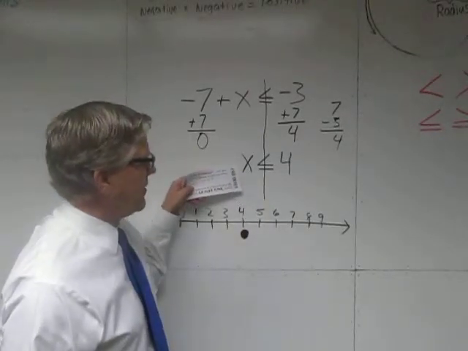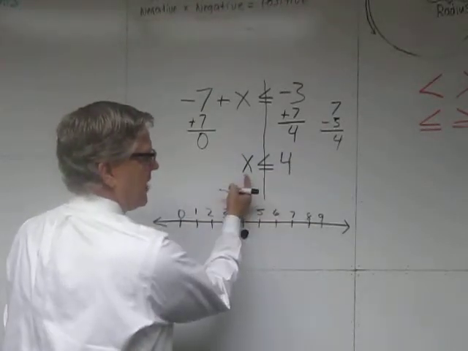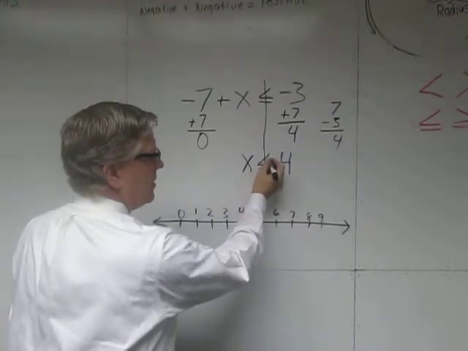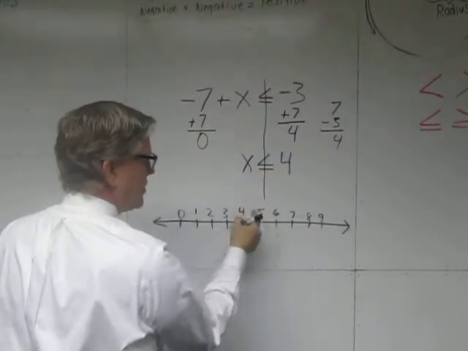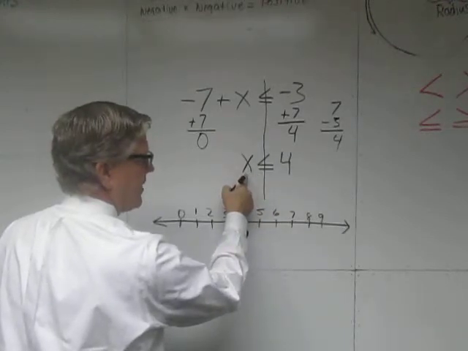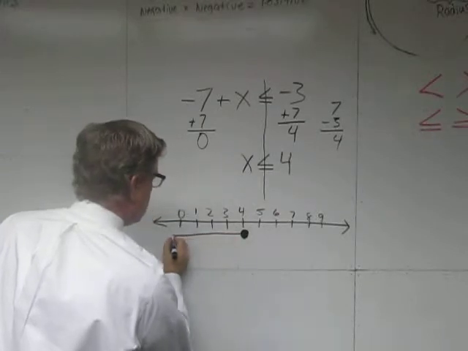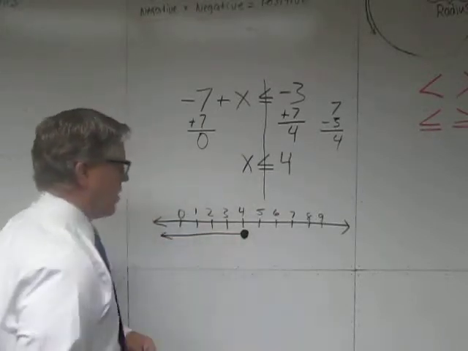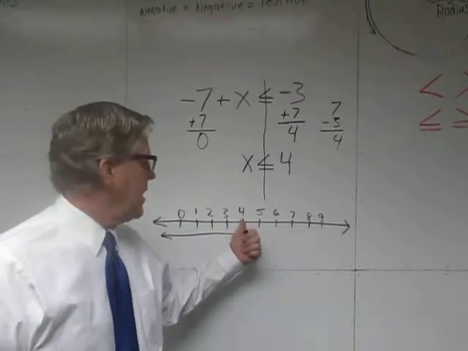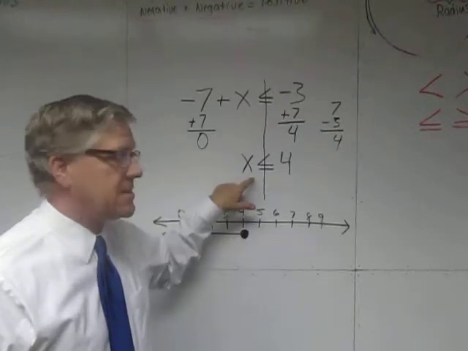Now, with the variable on the left-hand side, a simple trick. With our variable on the left-hand side, wherever this inequality is facing, the arrow's going to go the same way on your graph. Okay? Right here with the variable on the left-hand side, the arrow facing to the left, we know it's going to go like this. All numbers, including 4, and to the left of 4 on the number line, are going to satisfy this inequality.